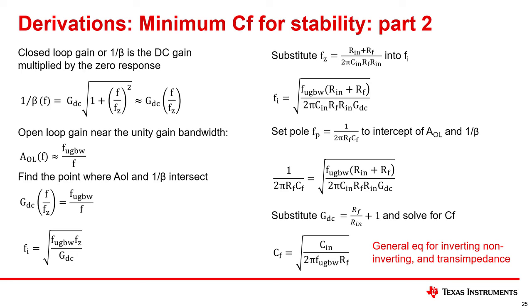This derivation has supporting graphs on the previous slide. It also uses the equations for Fz and Fp from the previous derivations. On the left half of the slide, we use the 1 over beta and AOL relationship from the previous slide. The two equations are set equal to each other and solved for the intersection frequency, Fi. On the right half of the slide, the relationships for poles and zeros are substituted into the Fi relationship. Solving this relationship gives the minimum feedback capacitance for stability.